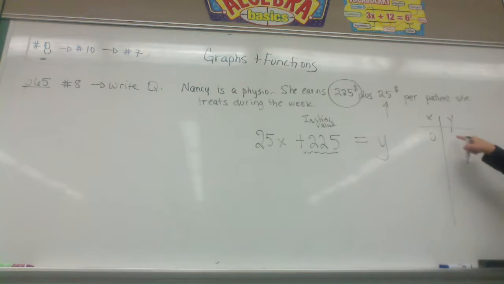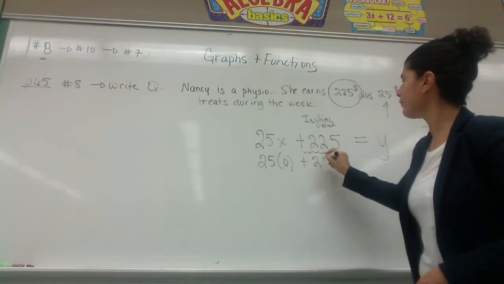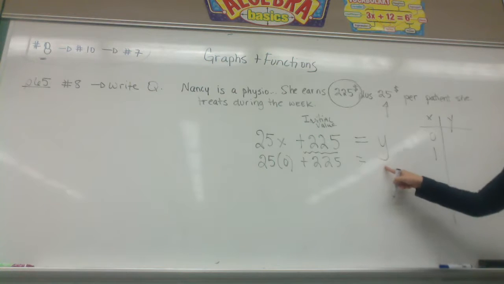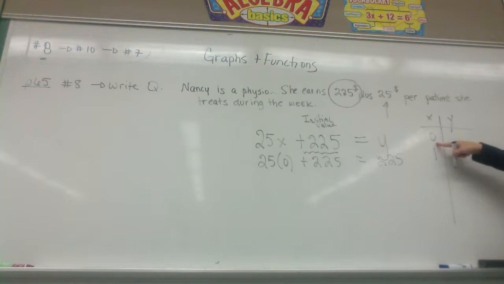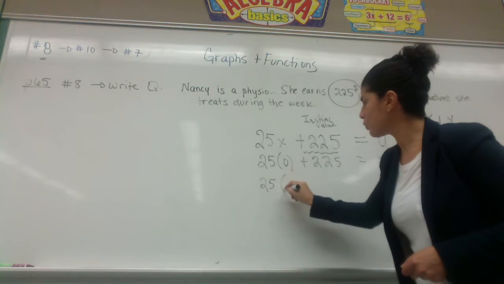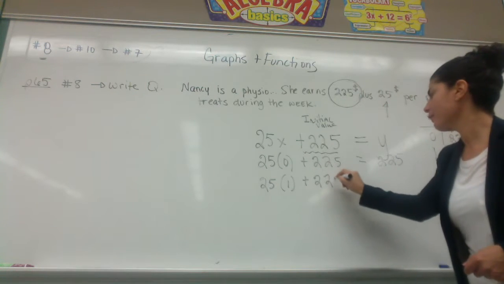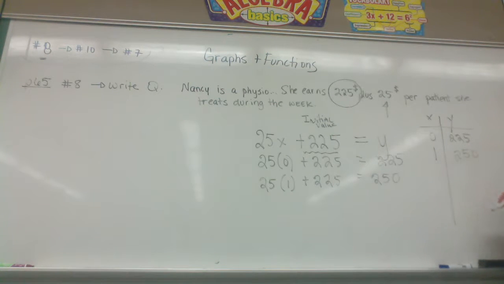So 0, what would be my Y? 1, what would be my Y? So 0, 25 times 0 plus 225 equals how much? 225. So therefore, if I get no patients, I make $225. If I have 1 patient, so I do 25 times 1 plus 225 equals 250. So this is where I would put my 250.